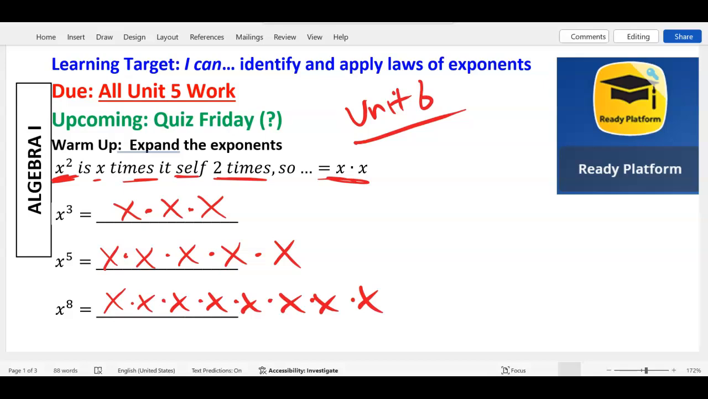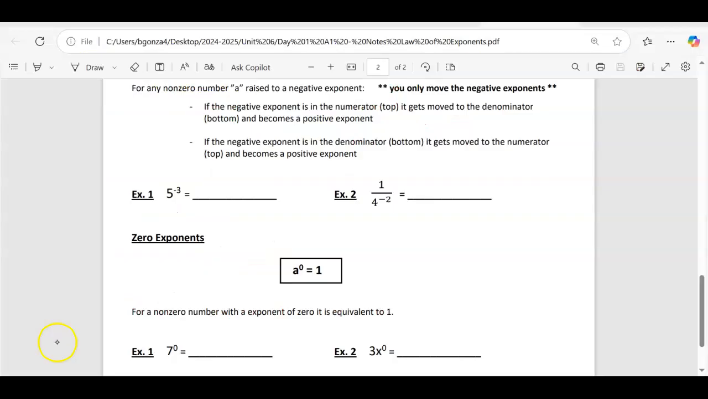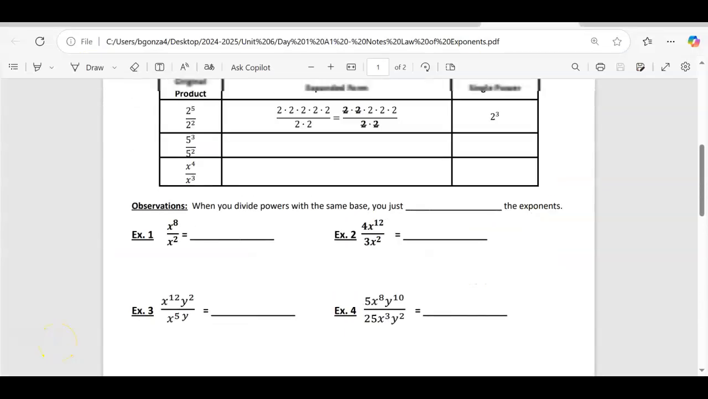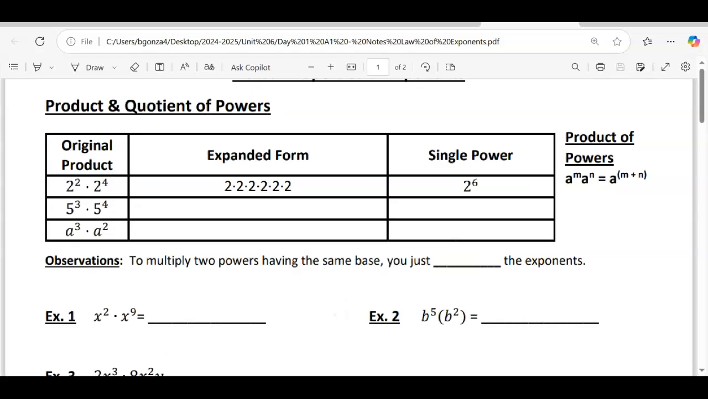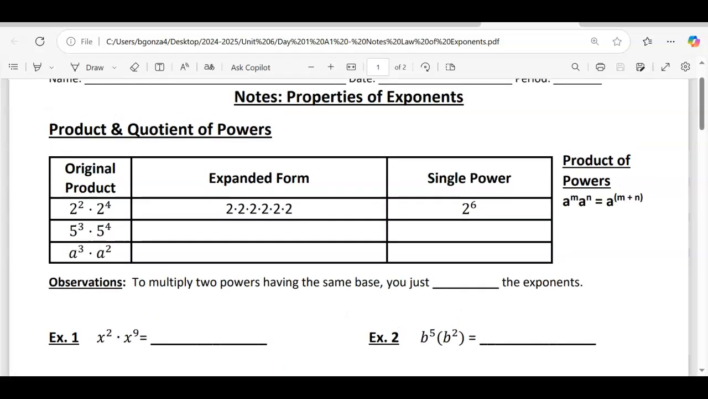All right. Let's talk about exponents. So stay with me on this. This doesn't have to be confusing, and it won't be. Follow along carefully. There are some differences here.